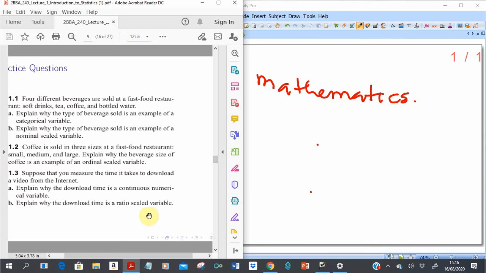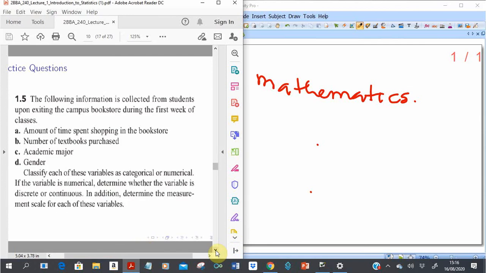Why is it a ratio scale? Because the difference between any times contains a true zero. It doesn't vary from place to place, no matter the place.